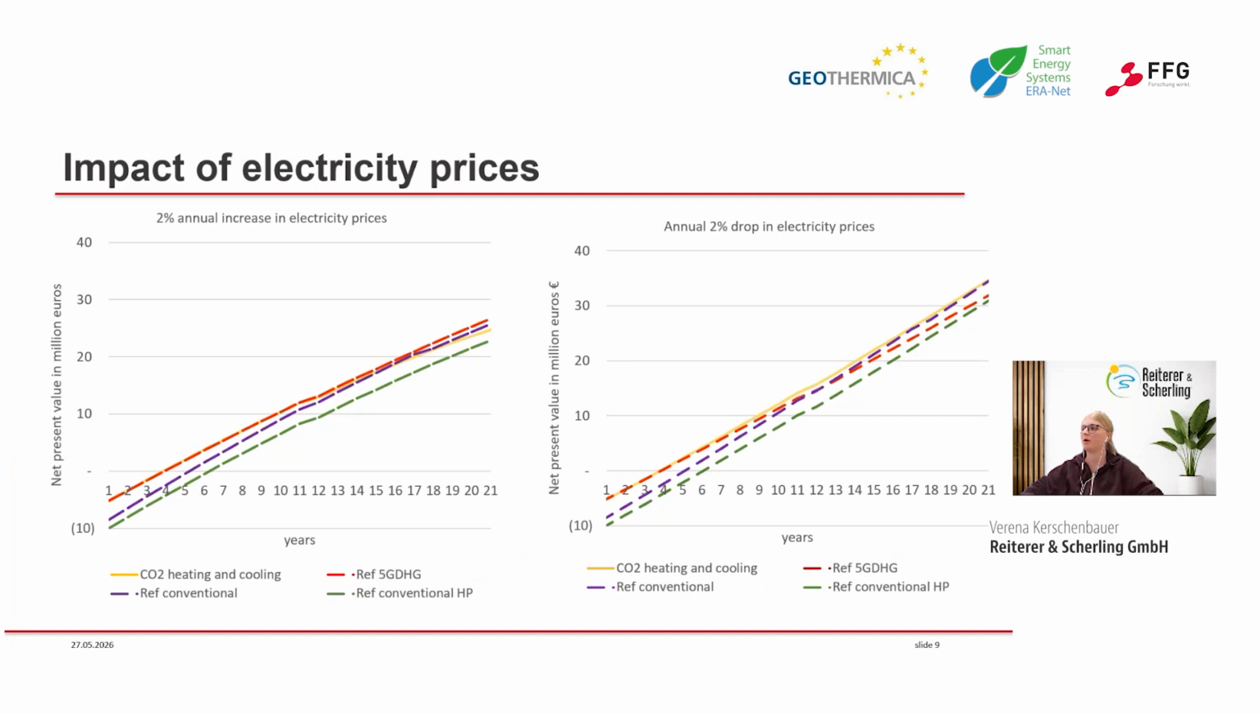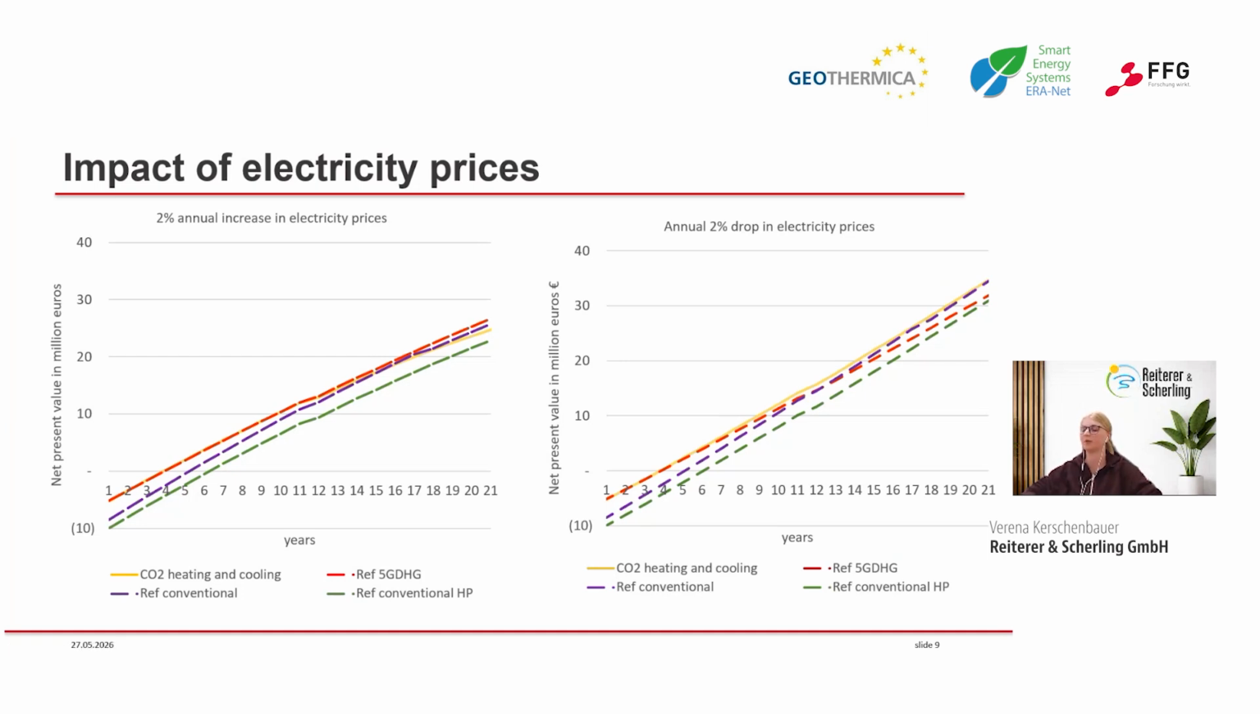On the left side, we have the case of a 2% annual rise in electricity price. This would primarily benefit the REF 5GTHG scenario, which would then achieve the highest cumulative cash flow in the long term. You can see the red line has the highest cash flow.